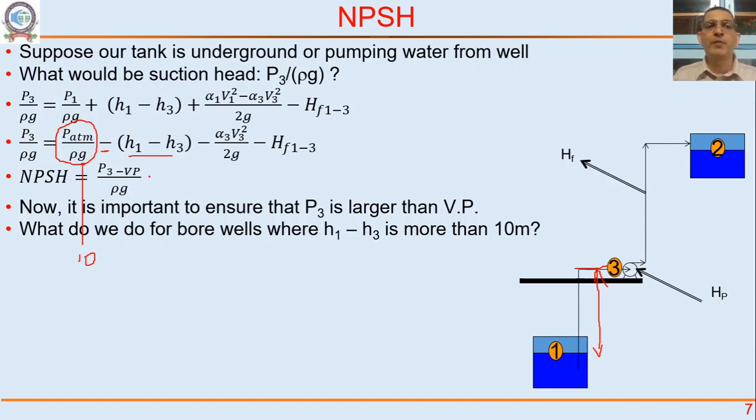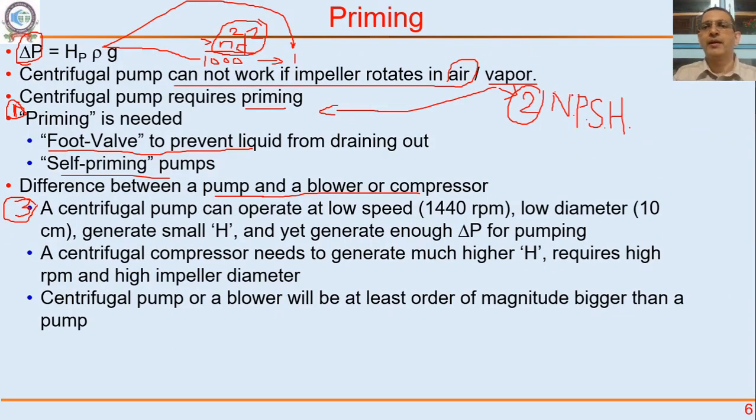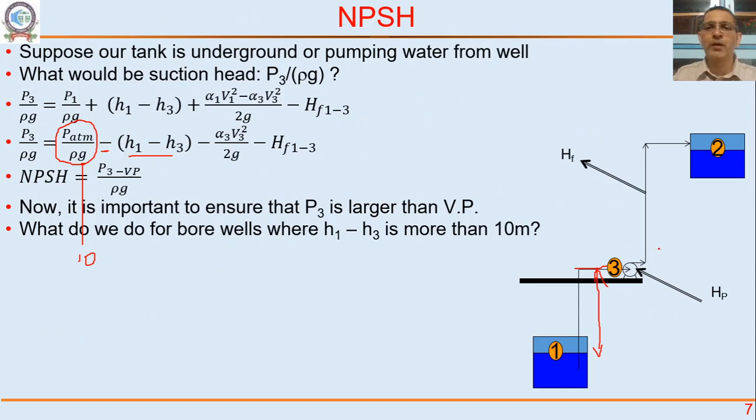Now it is approaching vapor pressure. So this liquid can vaporize, and if liquid vaporizes, again I cannot pump. That's why it is important to have the pressure at 3 larger than the vapor pressure by a minimum amount, which we call net positive suction head. The pump manufacturer will tell us what this value should be. Accordingly, we have to decide where I should locate the pump.